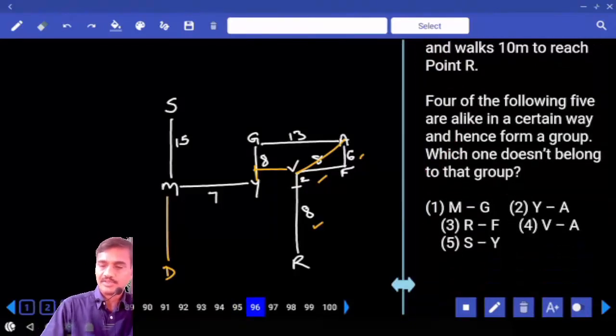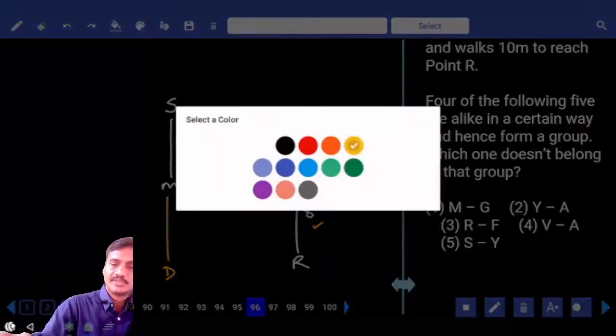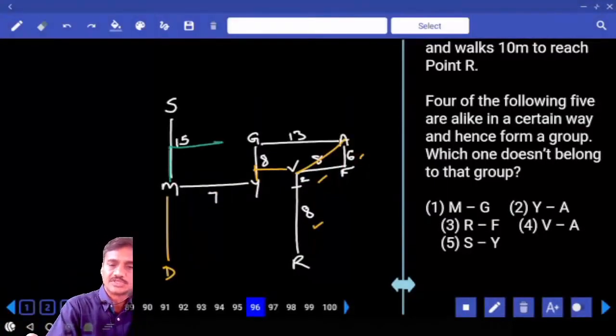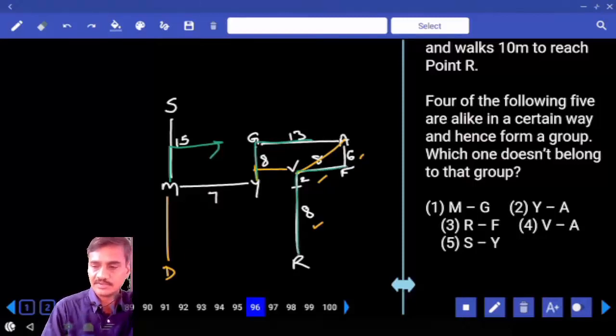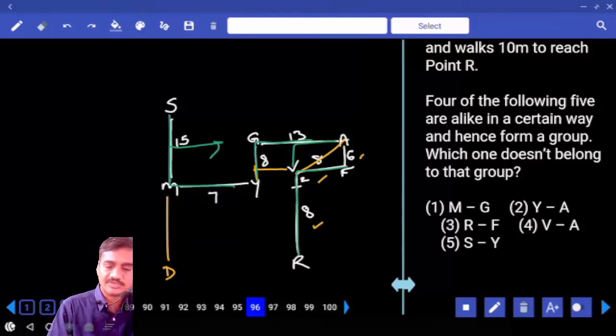Then the next one, out of the following, M and G: G is to the northeast of M. Where is this G? G is to the northeast of M. And Y and A: A is to the northeast of Y, north and east, northeast. R and F: F is to the northeast of R. And A is to the northeast of V. And Y and S: Y is to the southeast of S. So what is your answer? Choice 5 is the odd one.